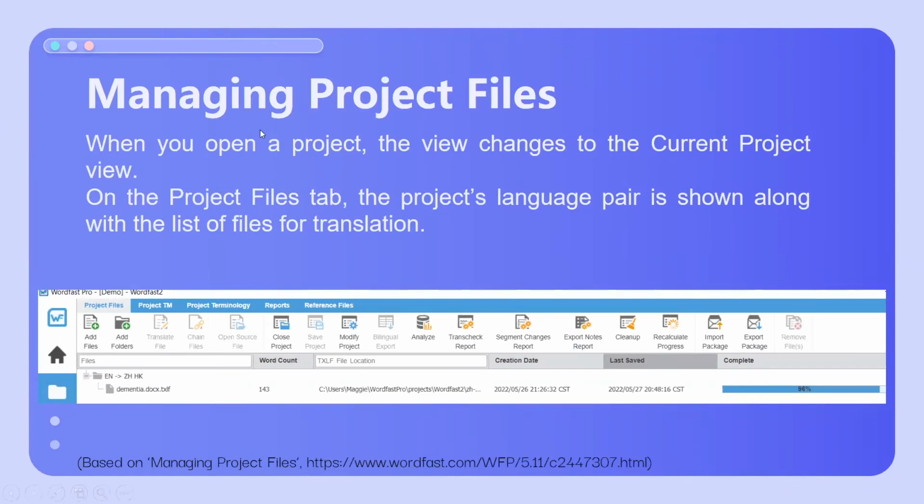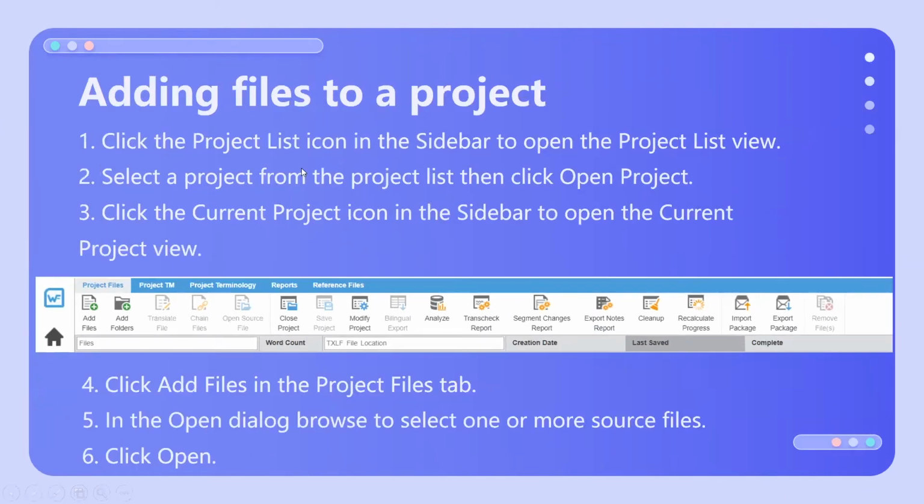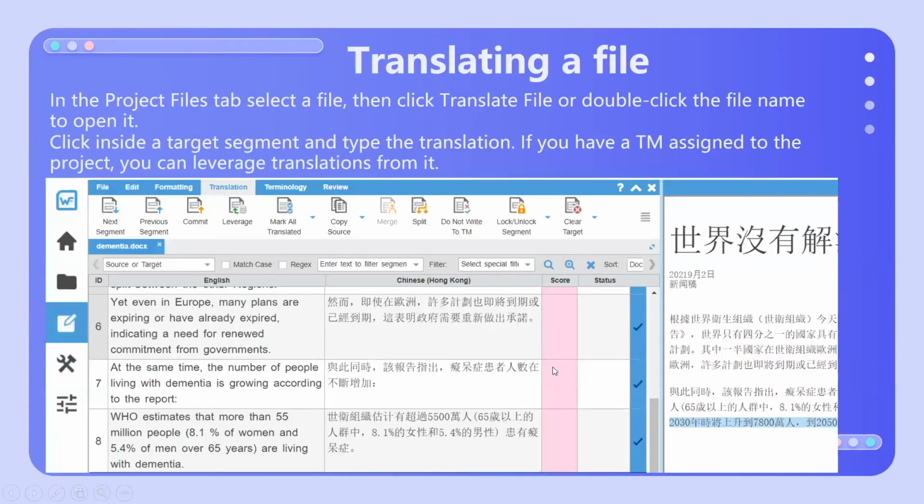And we can also add files to our project. Click the project list icon here in the sidebar. We can open the project list view, then select a project from the project list, then click Open Project, and then we can click Add Files from the tab. Then in the Open dialog, browse to select one or more source files if we want to process 2 files. Then click Open. That file will be added to the project. So we can start translating our files in this window.